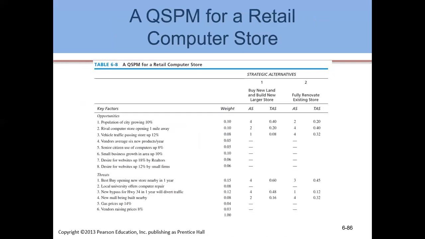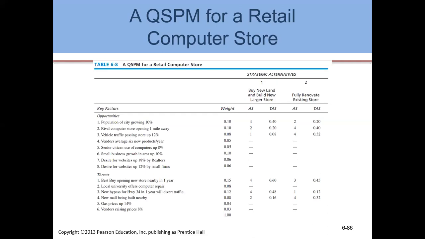Now, this is the demonstration of QSPM. Again, I'm referring to a small retail computer store. The store has developed their QSPM in the light of their IFE and EFE factors, assigning attractiveness scores, total attractiveness scores, and eventually calculating the sum total attractiveness score. In the left column, they have written 8 opportunities and 6 threats, and then they have allocated the same weights as were allocated in the IFE and EFE matrix.